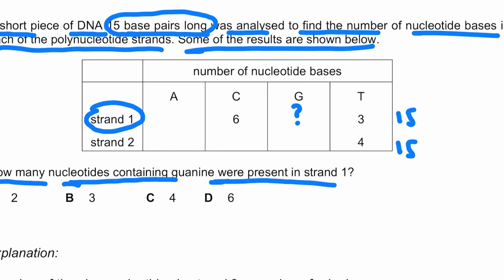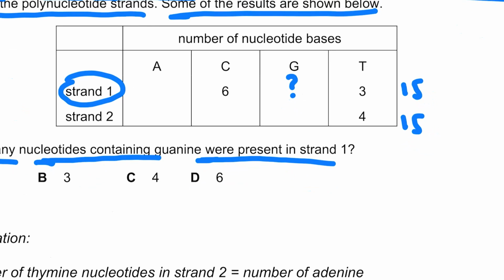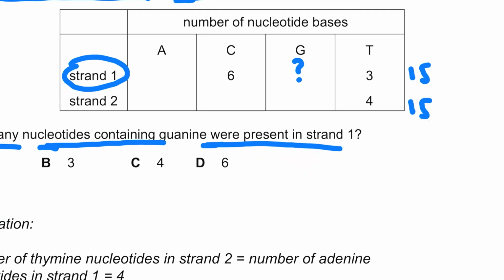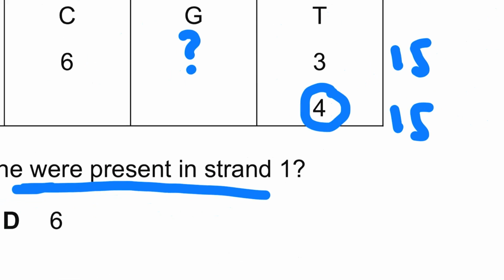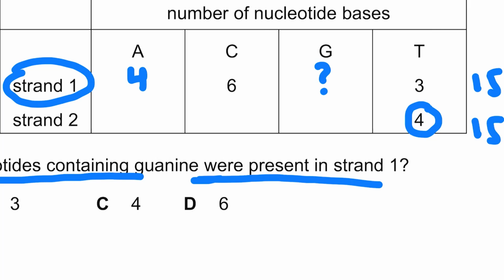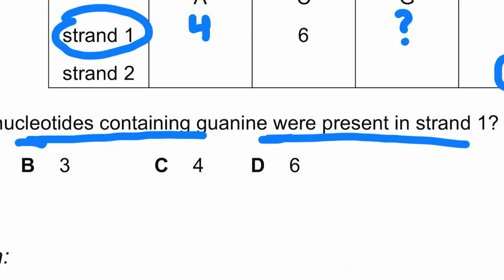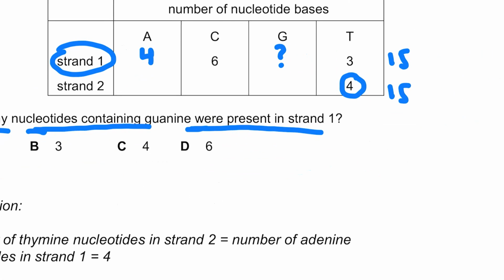So how do we figure that out? It's simple. You should know that the thymine in strand 2 should be equal to the adenine in strand 1. Why is that so? Because of the complementary base pairing. The number of thymine in strand 2 should be equal to the number of adenine in strand 1, and the number of thymine in strand 1 should be equal to the adenine in strand 2. Same goes for cytosine and guanine.